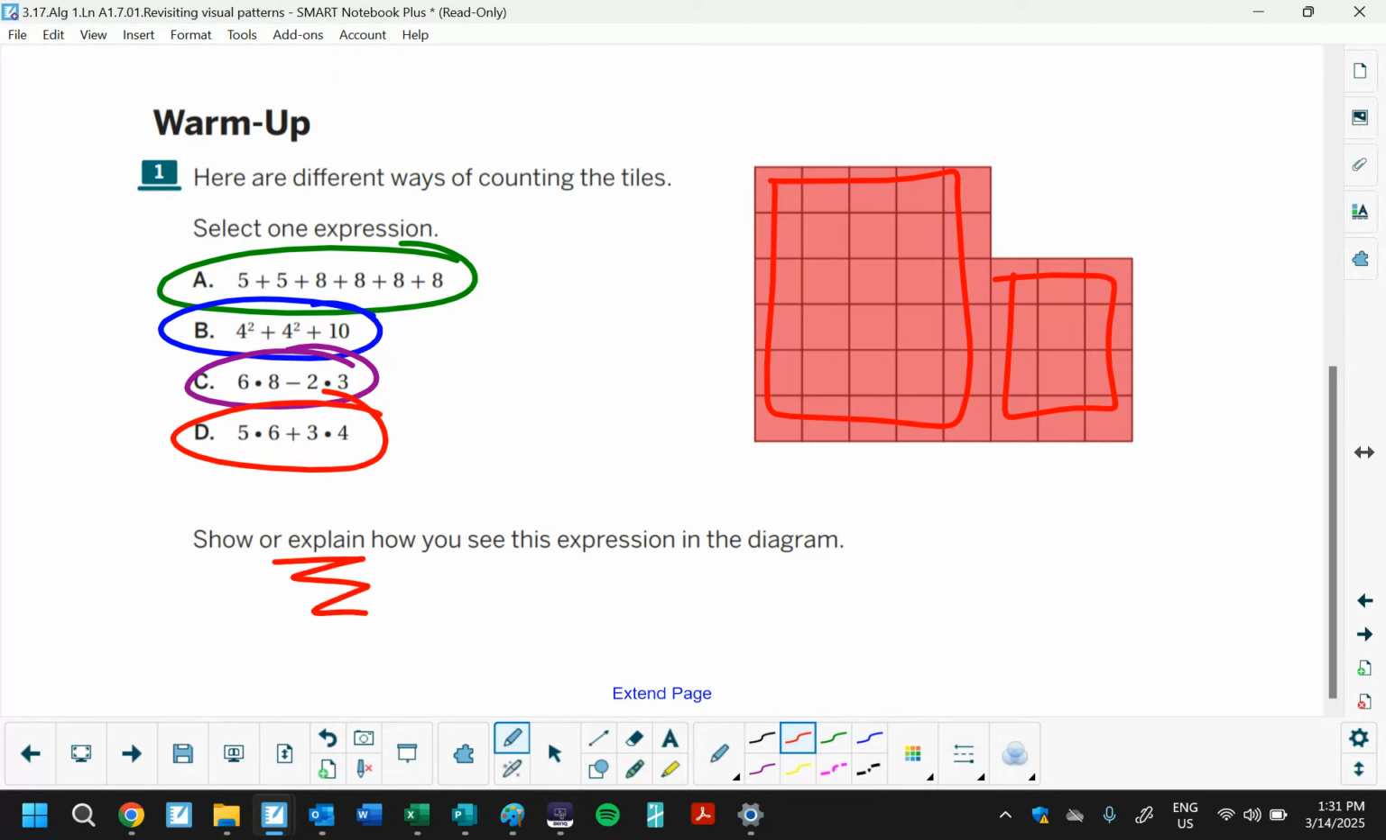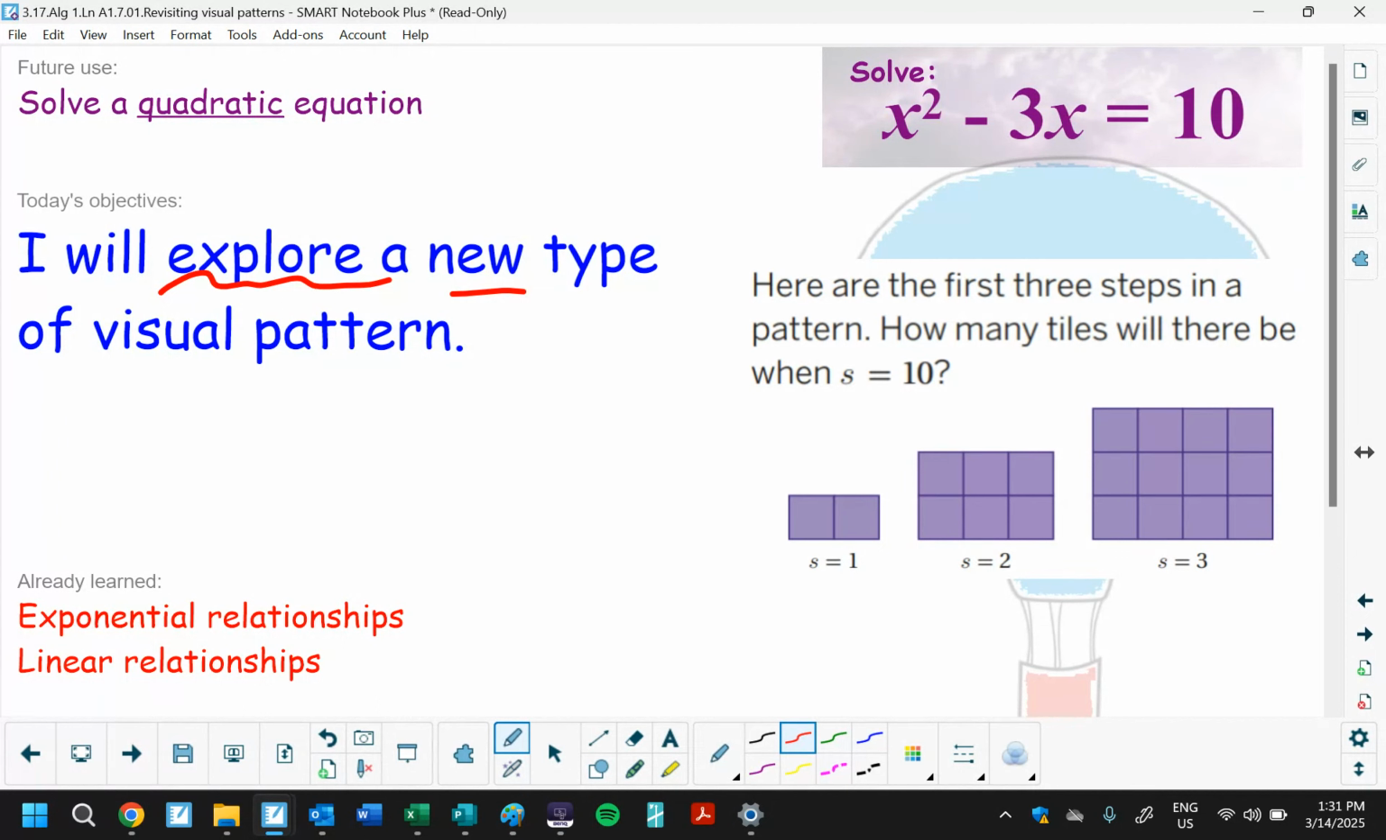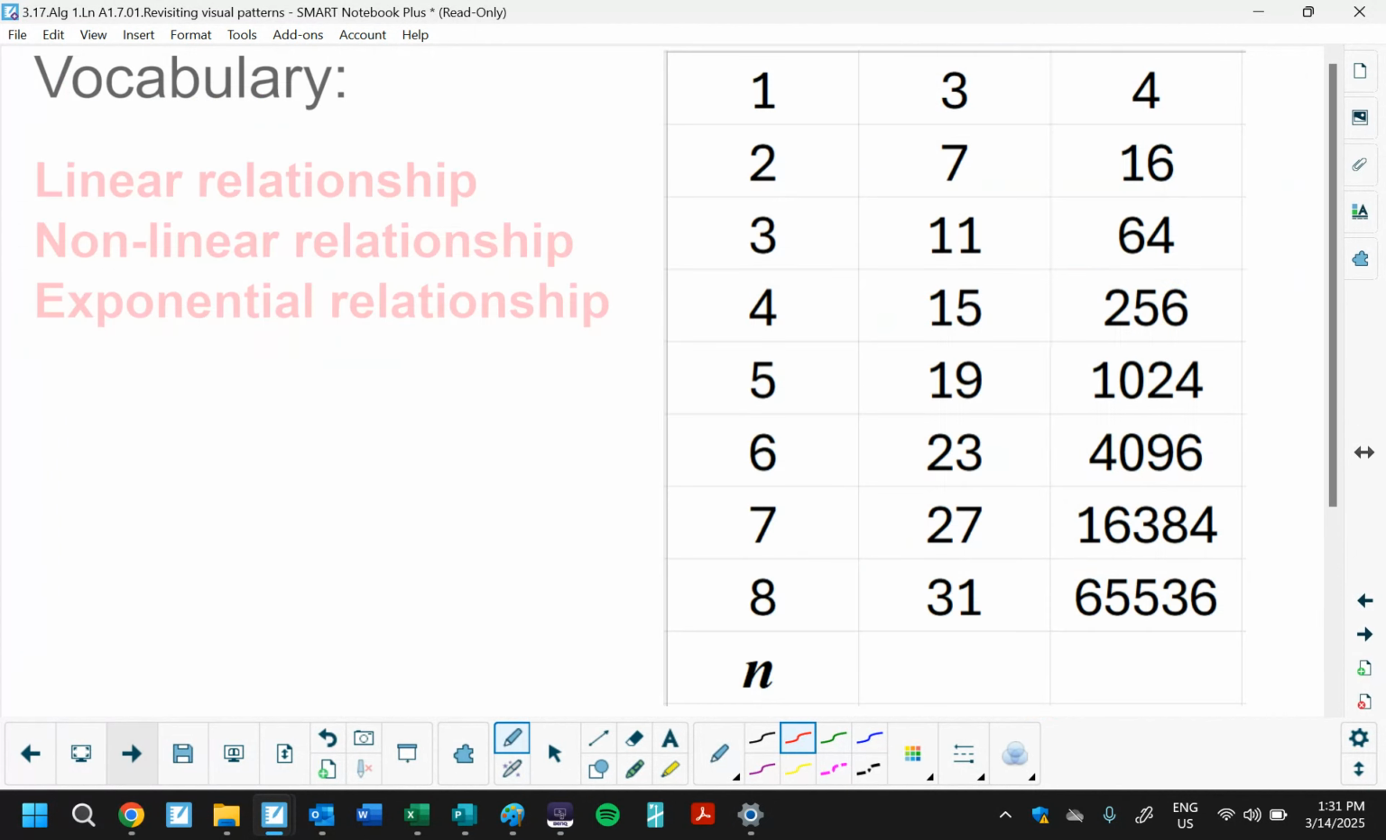Goal for today's objective, we want to just explore. We're not looking for mastery today, but explore a new type of visual pattern. So you can see an example there. Now, just a reminder of where we've been with visual patterns. When it comes to something that is linear, a linear relationship will have what's called a common difference. So 7 take away 3 is 4, and 11 take away 7 is 4, and 15 take away 11 is 4, and so on and so on. In fact, every time the step increases by 1, the number of the pattern increases by 4.